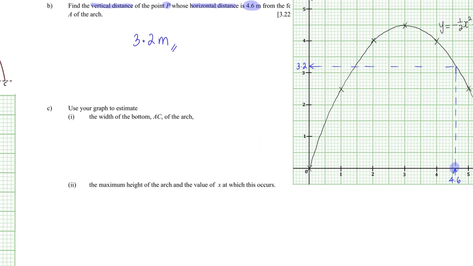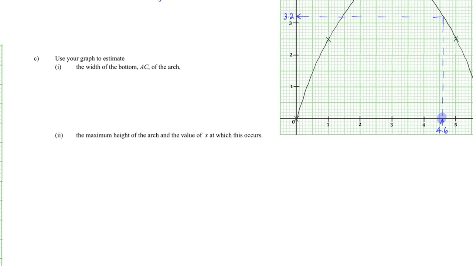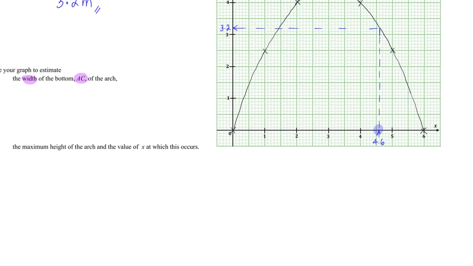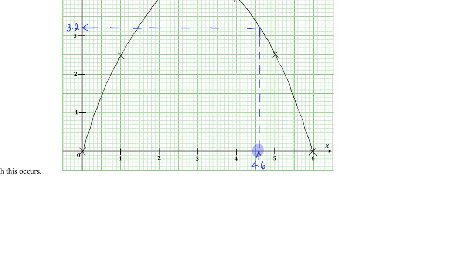Use your graph again to estimate the width of the bottom AC of the arch. Which means that if I were to come over here again, from here to here, that will be, yep, 6 meters.